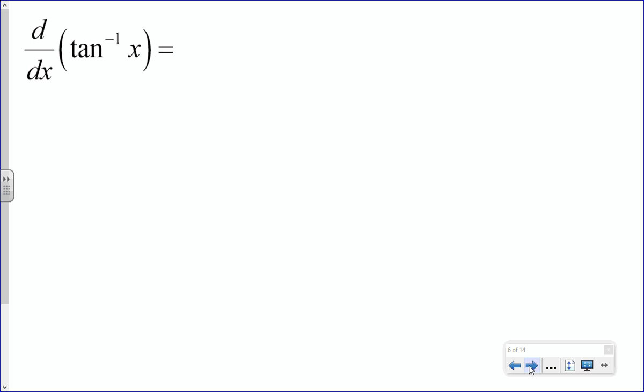All right, so inverse tangent, we're trying to figure out what that is, right? Well, if y equals the inverse tangent of x, we know that means x equals tangent of y. Do you agree? Okay, let's just switch it around. Well, we don't know the inverse tangent derivative, but we do know the tangent derivative. Do you agree?